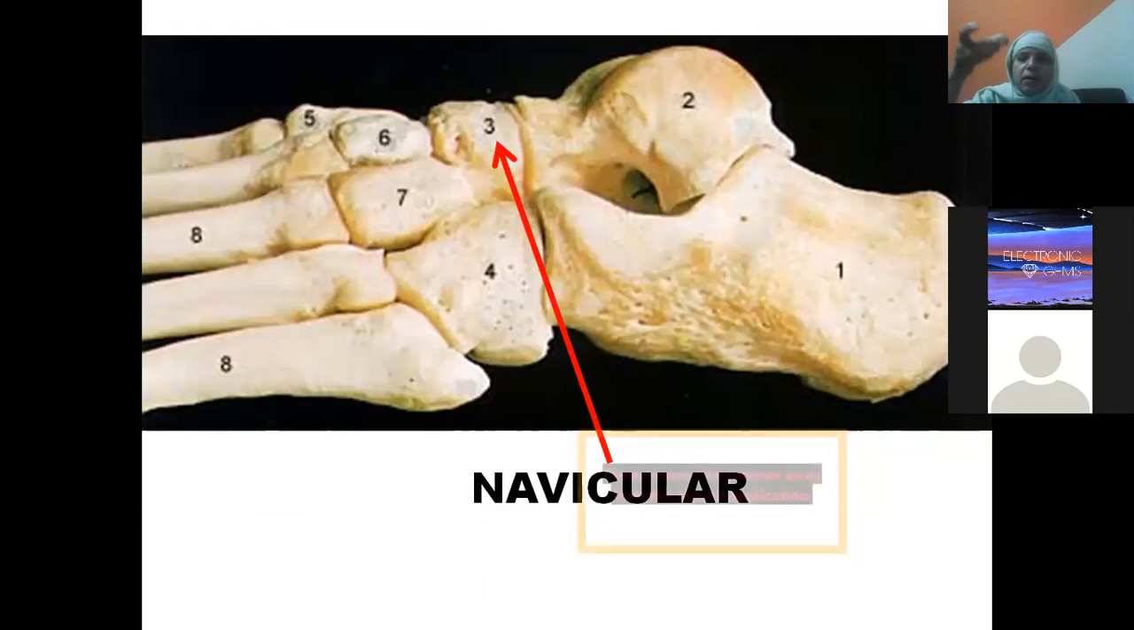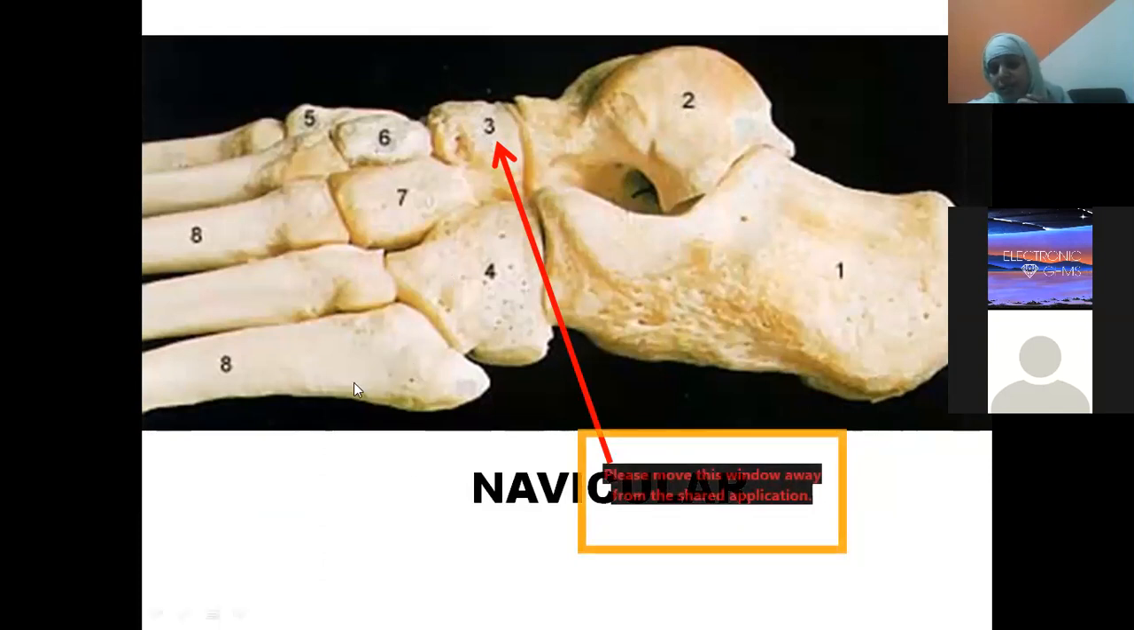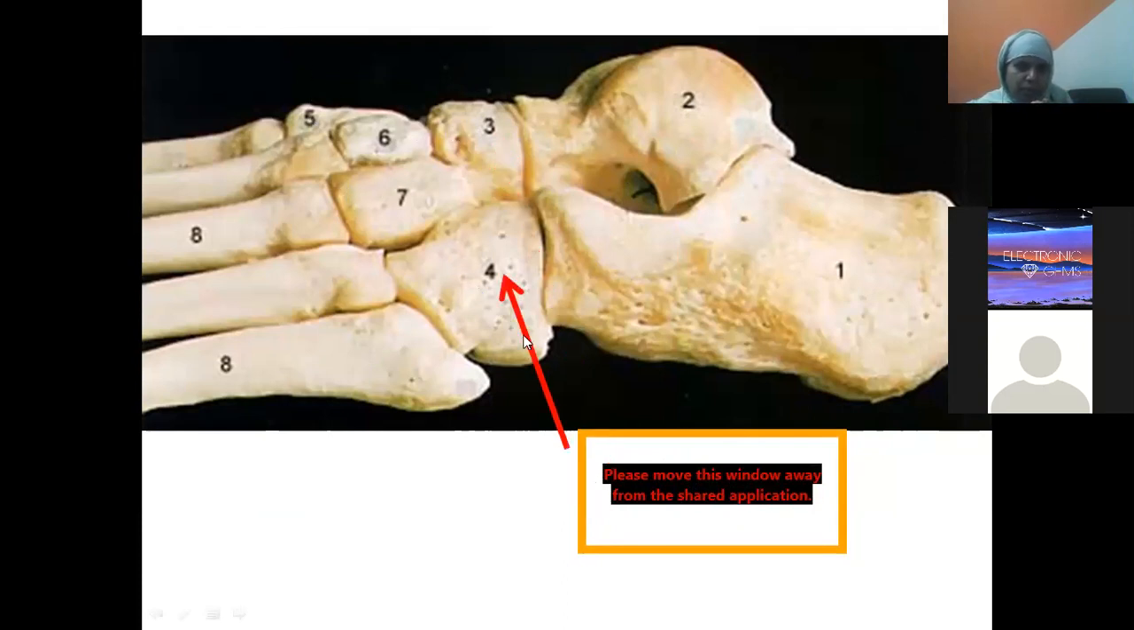This is navicular. Okay, not between the two, look at the direction here. Cuboid is towards the lateral side, beta, number 4, right in the corner. These 3 are cuneiforms. Number 4, what is this? Cuboid.